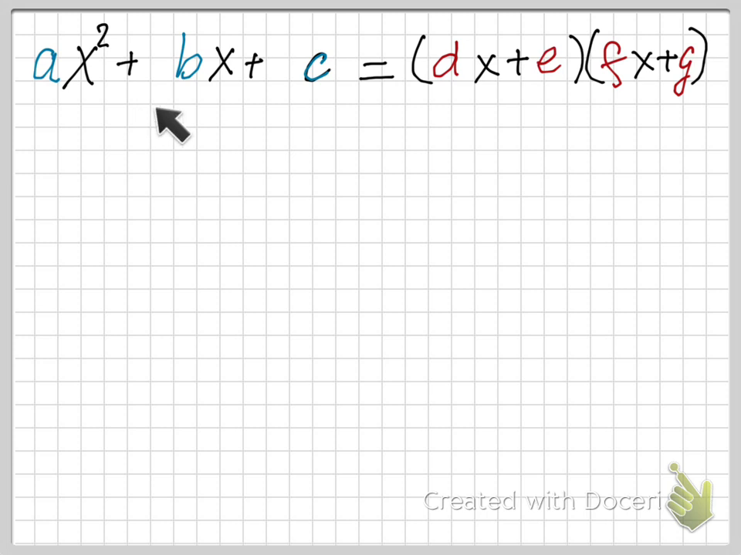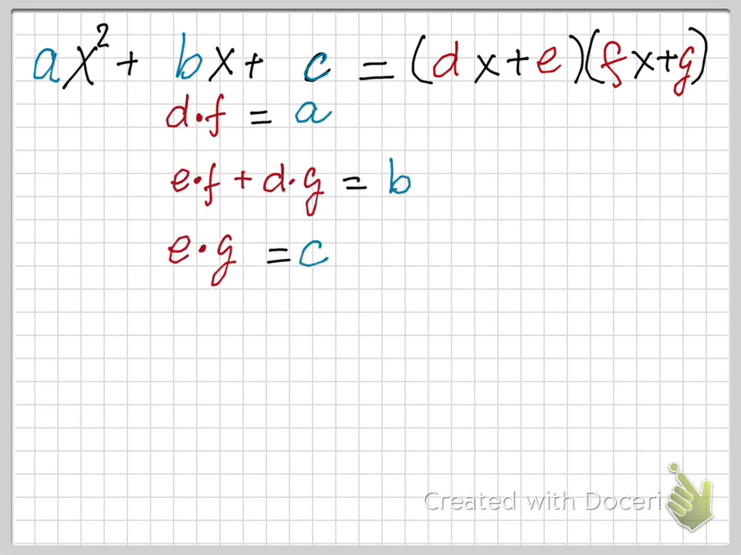Now let's put it all together in one place. If you're given a quadratic trinomial in this form, and if this expression can be factored into two binomial factors, then these three conditions have to be satisfied. d times f has to be equal to a, ef plus d times g has to be equal to b, and eg has to be equal to c.